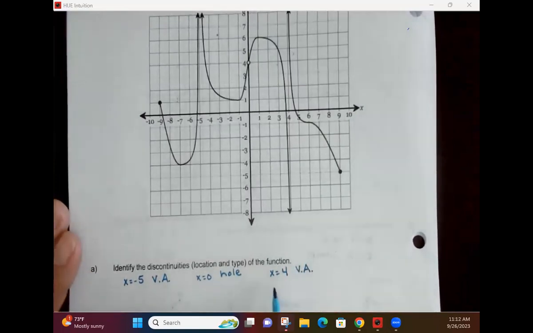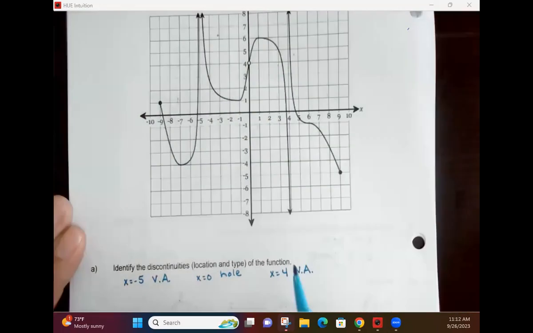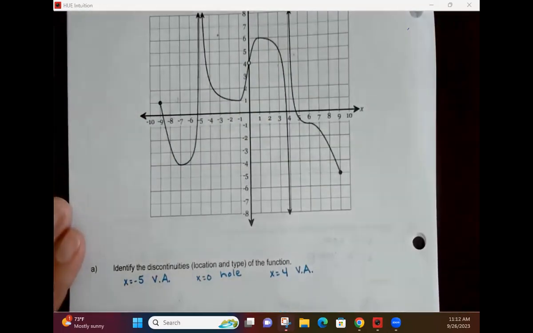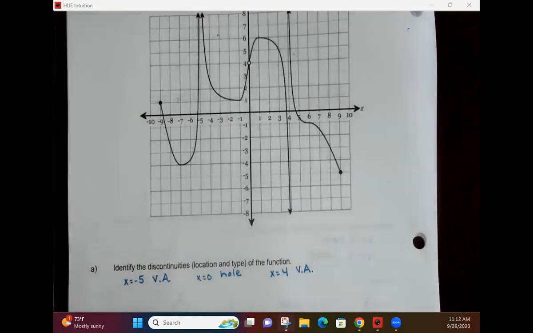Okay. Again, those asymptotes are lines. So I want you to give me x equals there. Okay? And I want you to give me x equals even for the holes and the jumps because it's an x value that we're identifying, that we're using to identify that location.